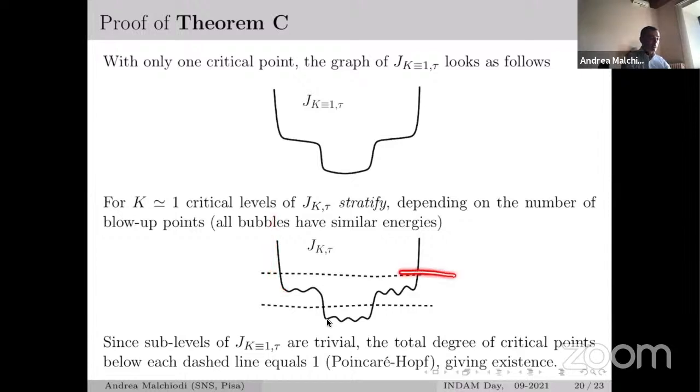So what we exploit is that if you draw some lines between these stratifications, then these two sub-level sets look very similar to these ones. And you can do a sort of index counting condition which relies on the Poincaré-Hopf theorem to derive then existence of other solutions that do not blow up when tau goes to 0.